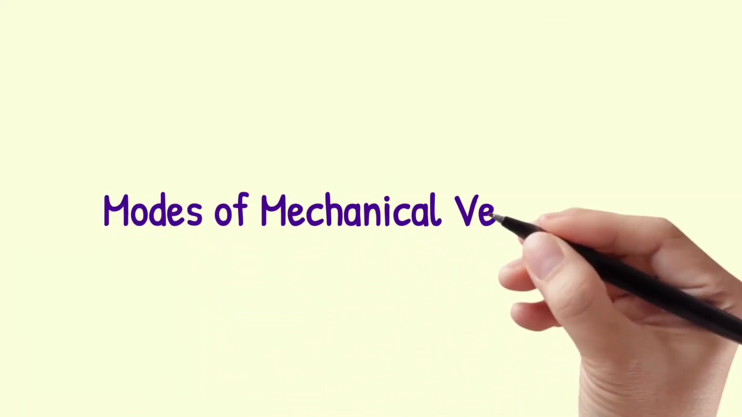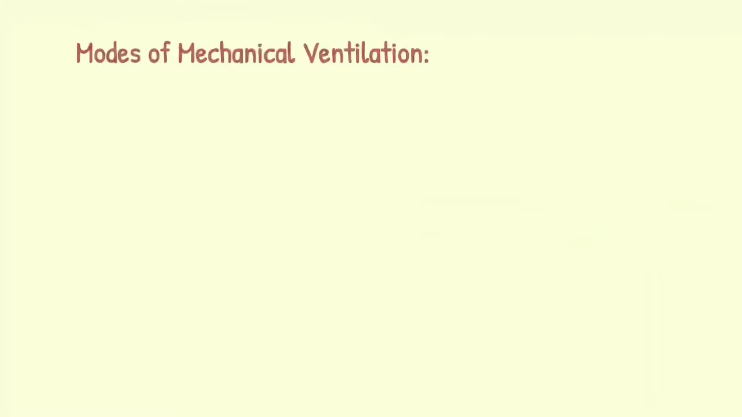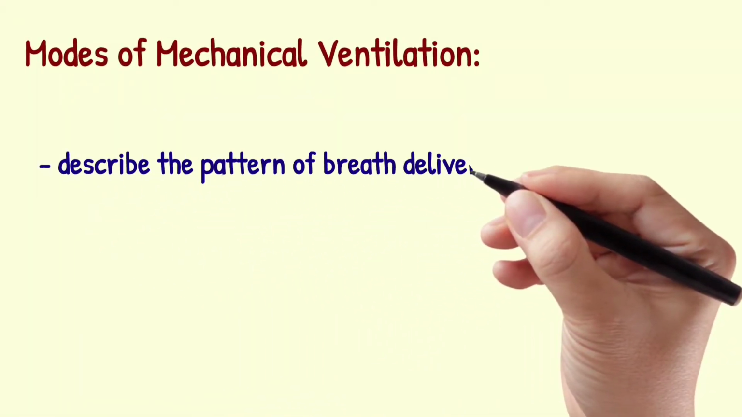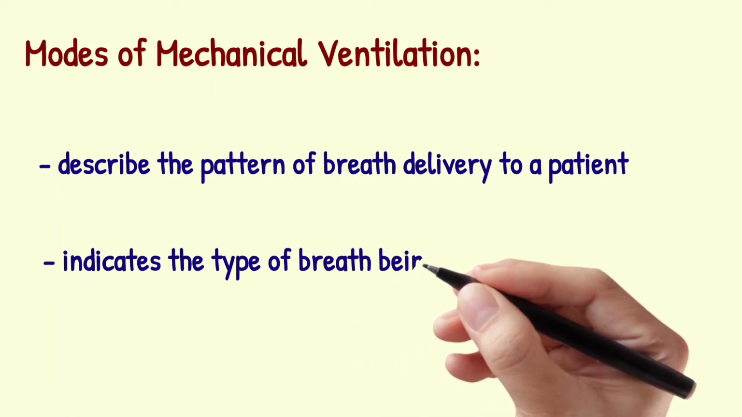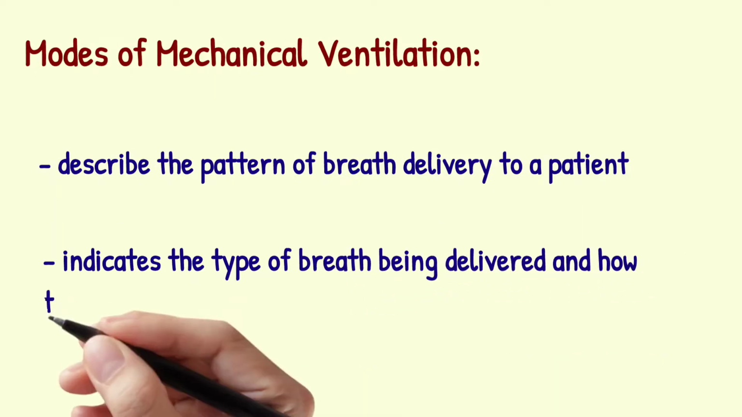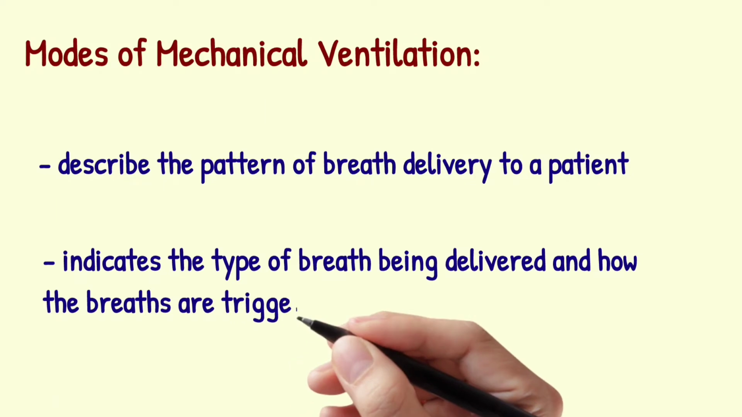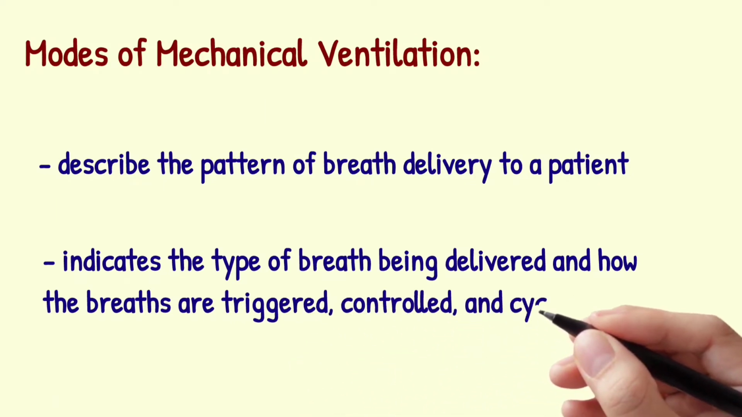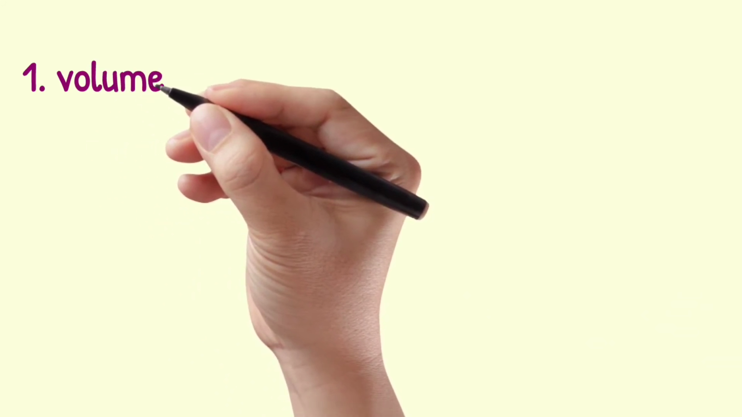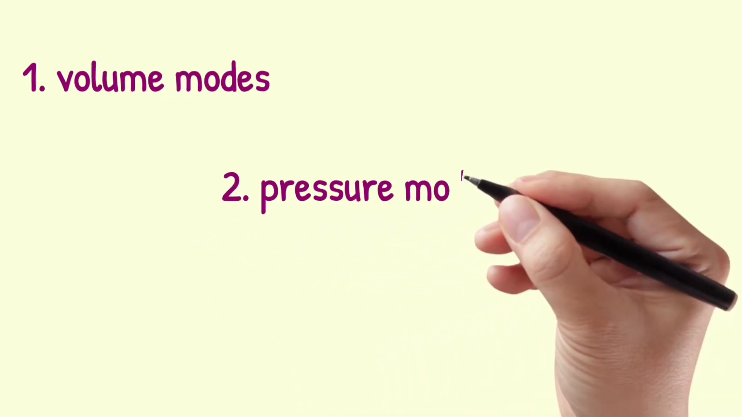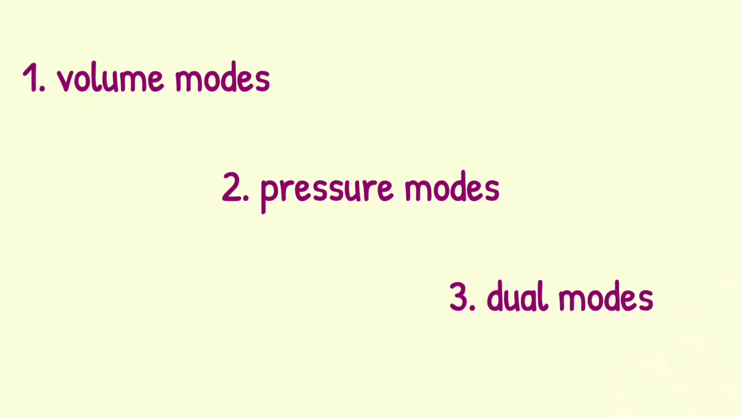Now let's talk about the modes of mechanical ventilation. Modes of mechanical ventilation describe the pattern of breath delivery to a patient. Ventilator modes indicate the types of breath being delivered and how the breaths are triggered, controlled and cycled. The following are the modes of MV. One is volume modes, then pressure modes and then dual modes. One by one we will discuss this.